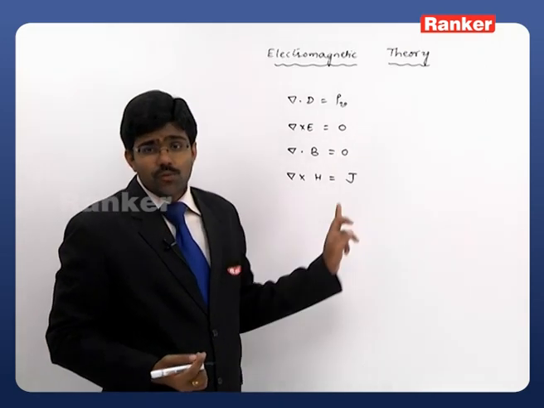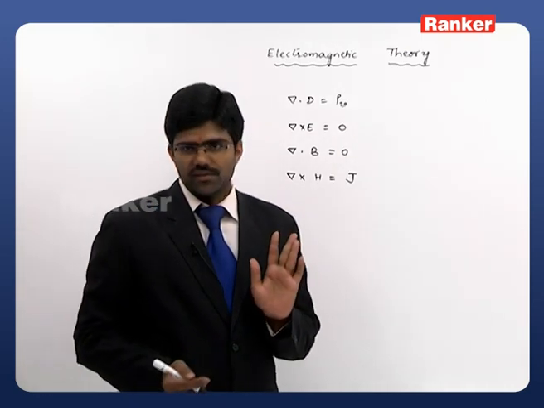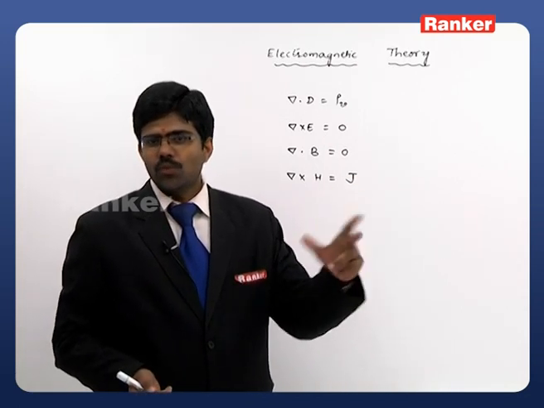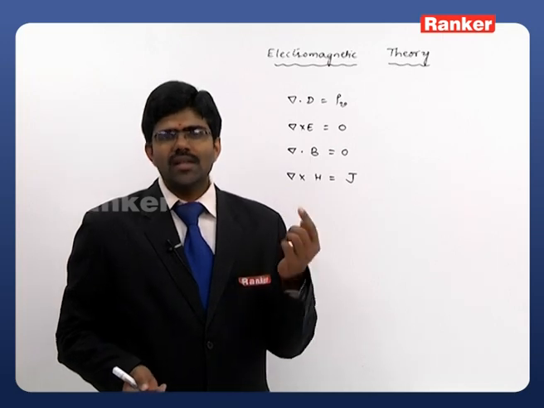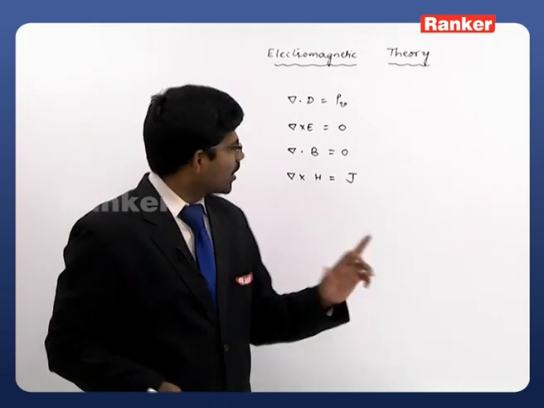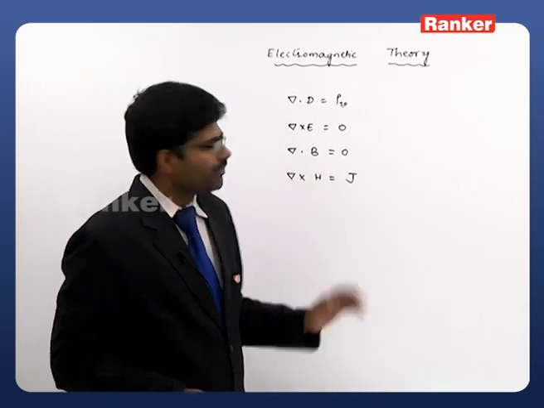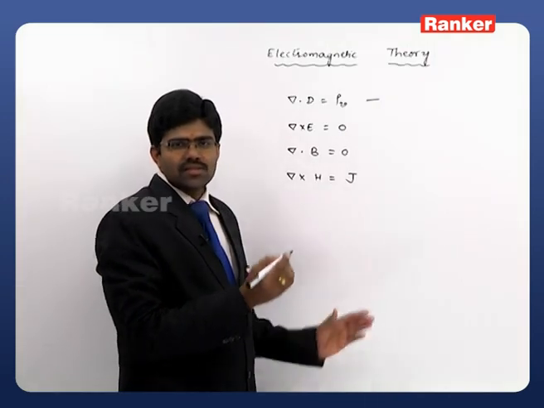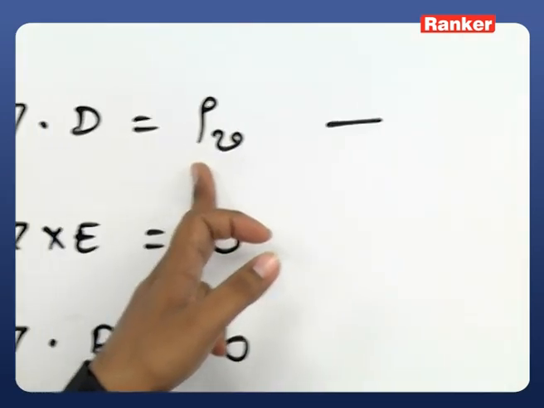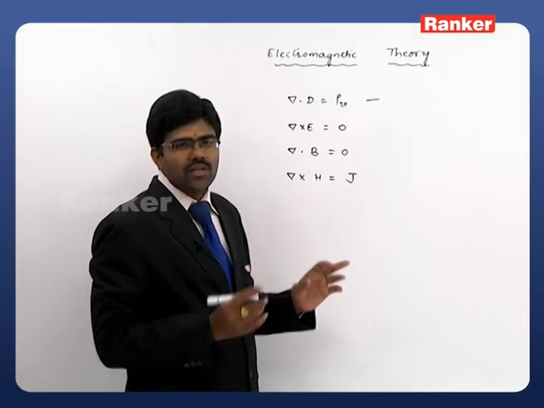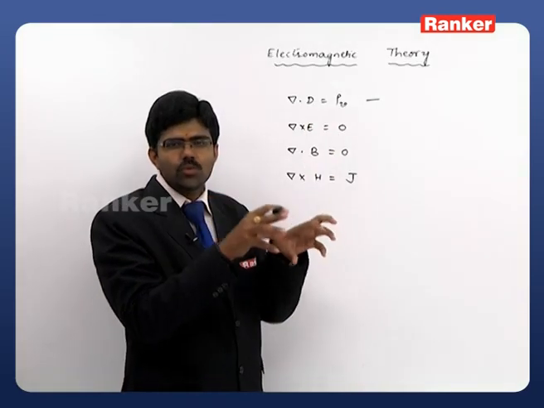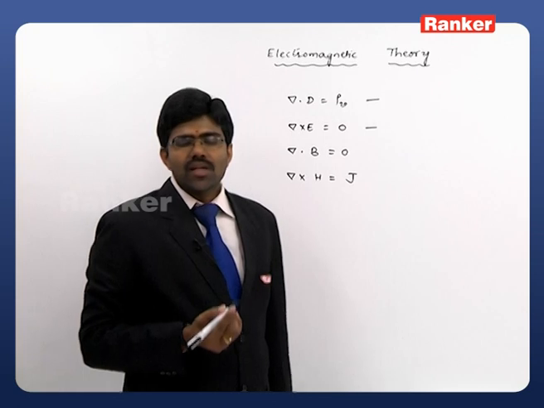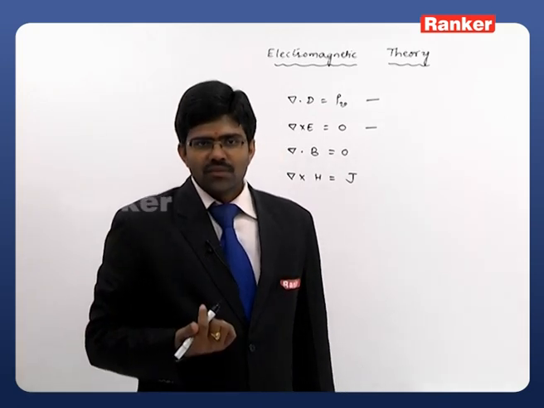These are the 4 Maxwell's equations purely meant for static fields. Whenever we consider a charge at rest, electrostatic equations come into the picture. Whenever we consider a steady current, that is, one that is not time varying, magnetostatic equations come into the picture. The first equation was derived from Gauss's law in electrostatics: del dot D is equal to rho V, the diverging electric flux is equal to the volume charge density. The second one, del cross E is equal to 0, says the electric field is irrotational for static fields.